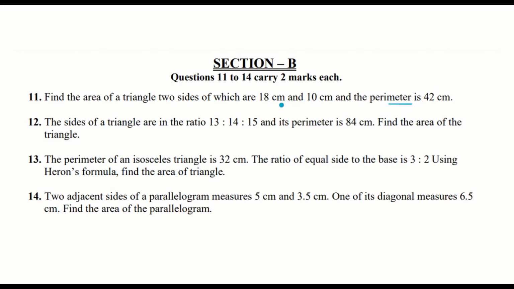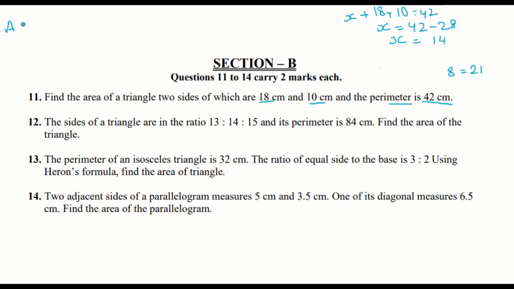From the perimeter, let's find the missing side. Only two sides are there. Let's find the missing side. So x plus 18 plus 10 is equal to 42. So x is equal to 42 minus, 10 plus 18 is 28. So let's subtract this one. So it's 14. And if x is 14, now we have to find the semi-perimeter. Perimeter is 42, so semi-perimeter is 21.